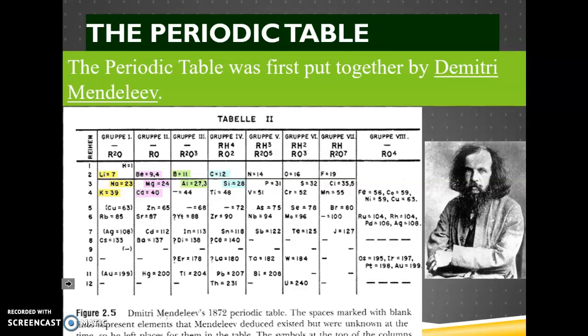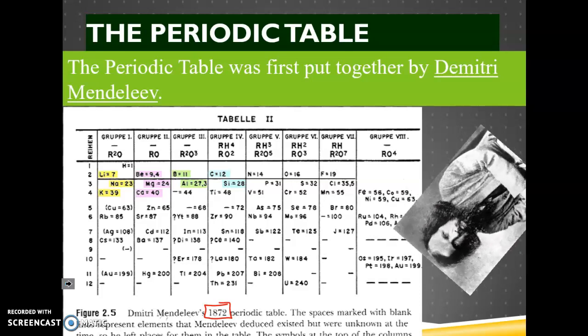The first table was put together by a man named Dmitri Mendeleev. Now, this man did not know about all the elements, but he put together a table that arranged them according to something we like to call atomic mass. He did this back in 1872, so that was a long time ago when I was just a young whippersnapper. Woohoo!